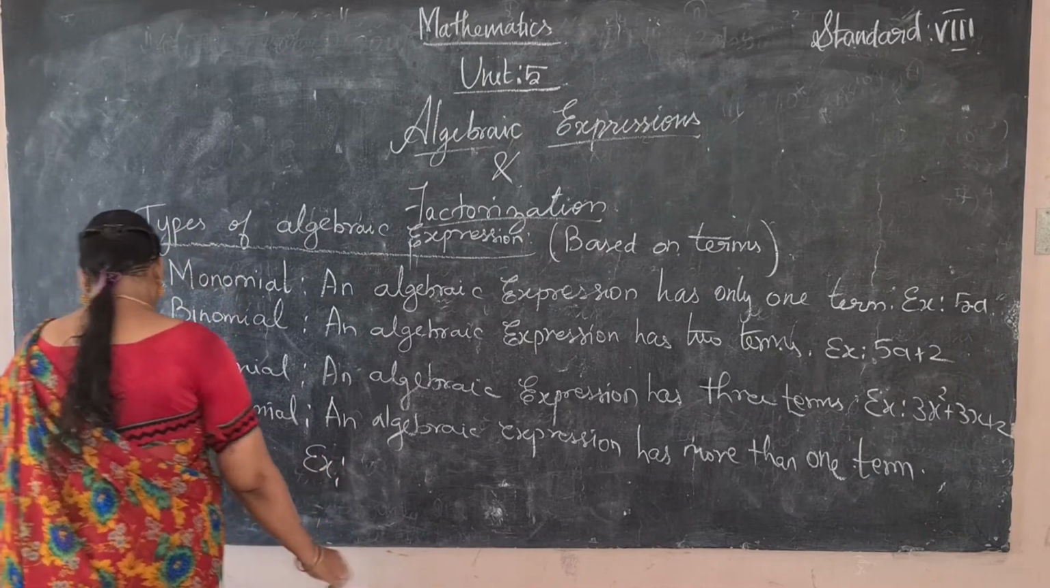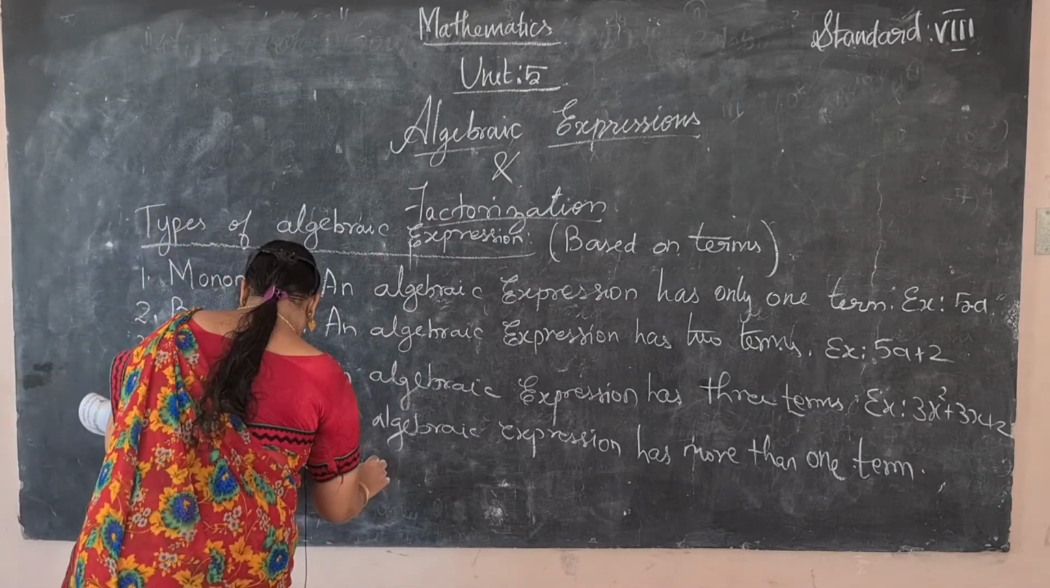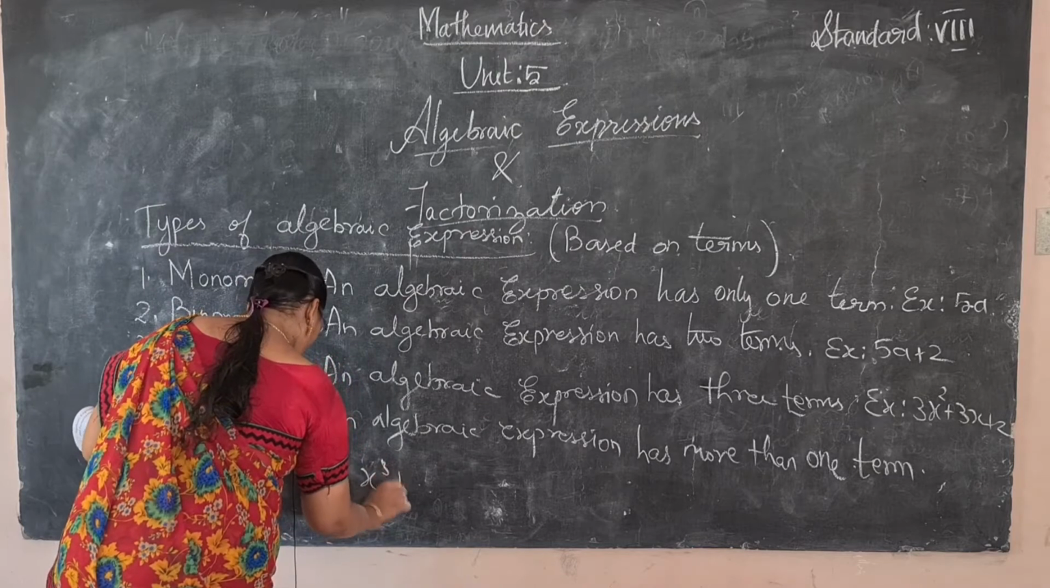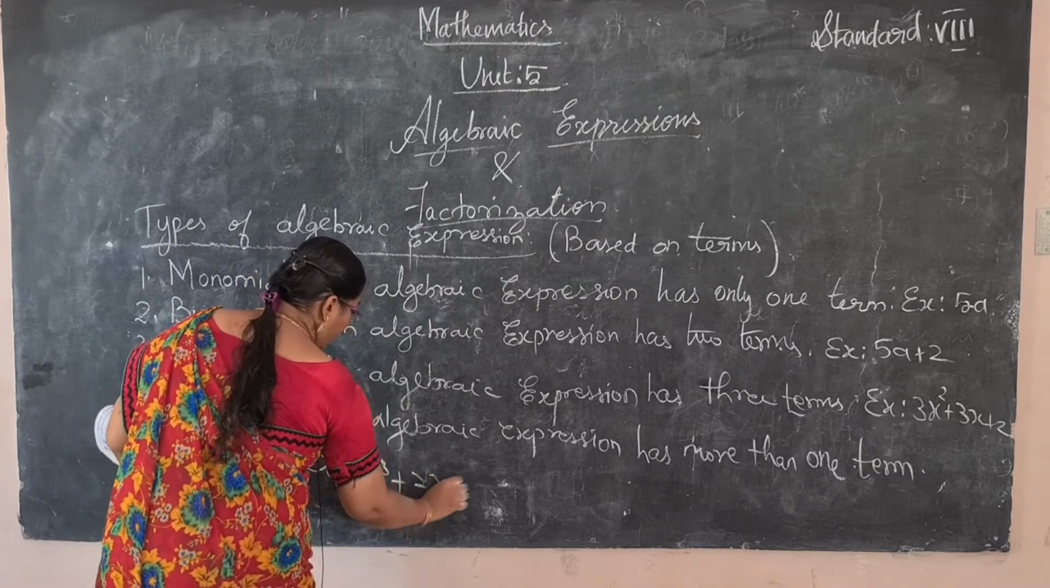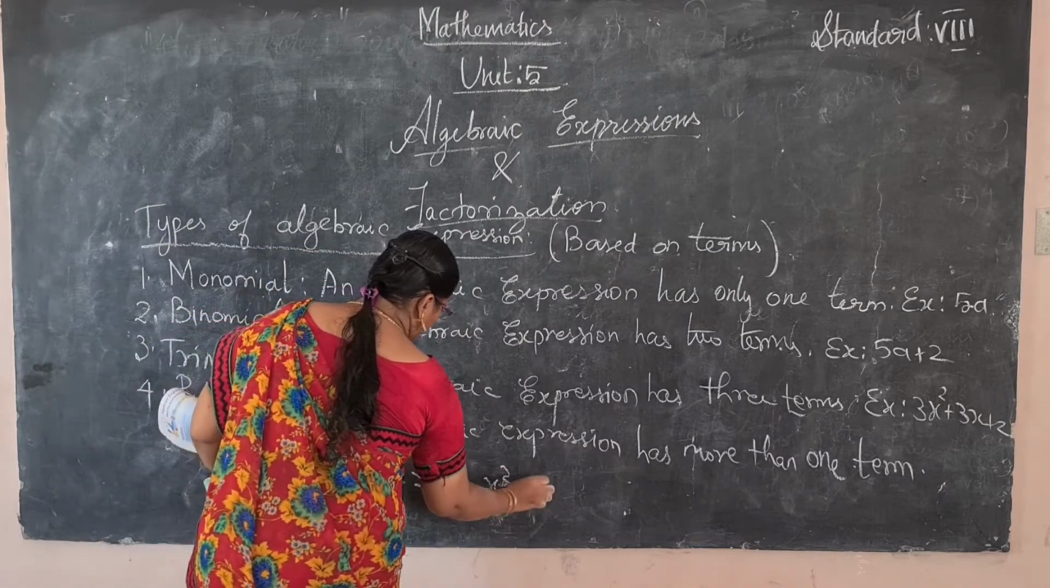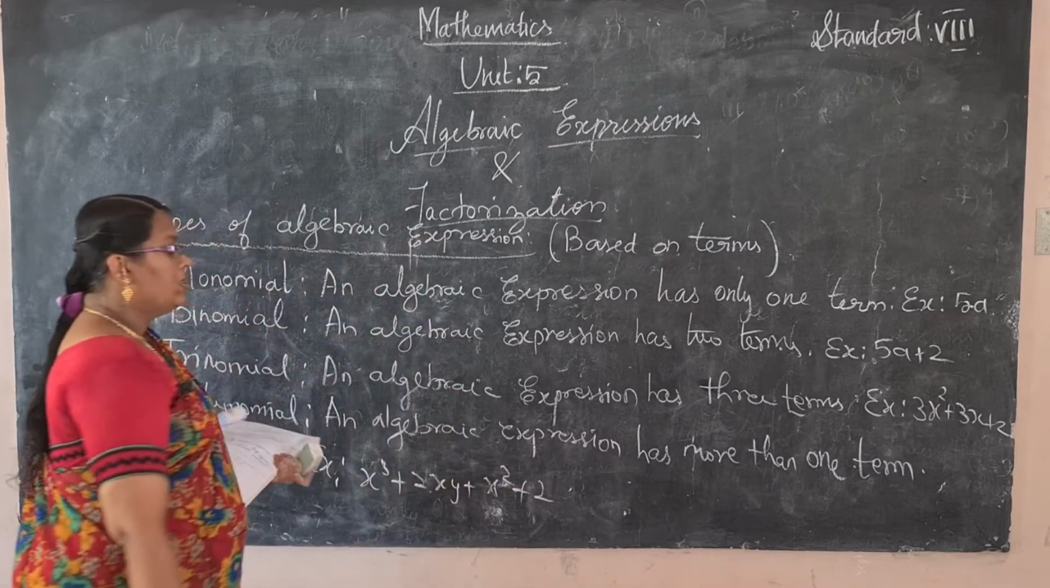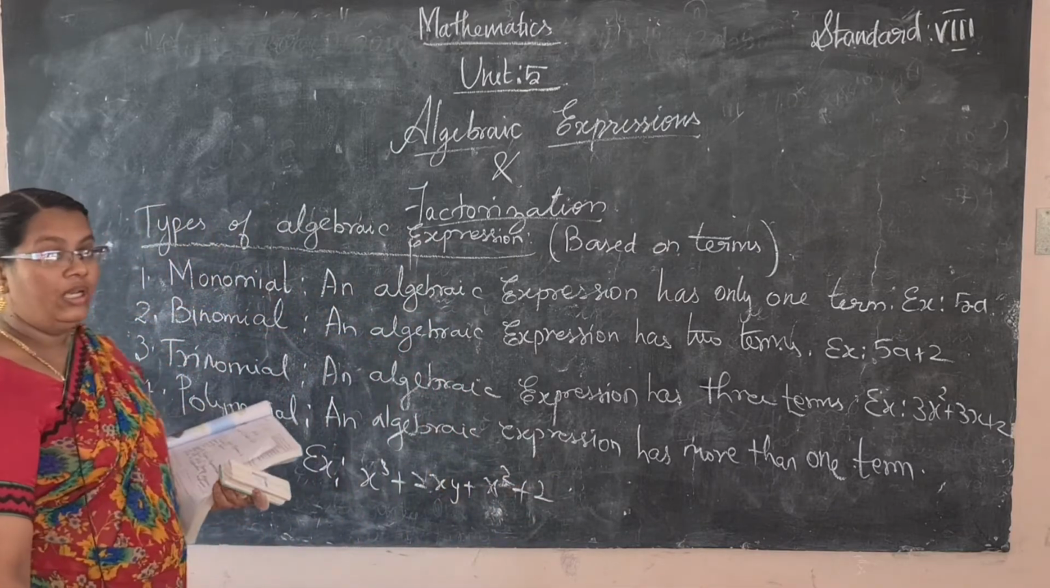Example: x cube plus 2xy plus x square plus 2. So that is one example of a polynomial.